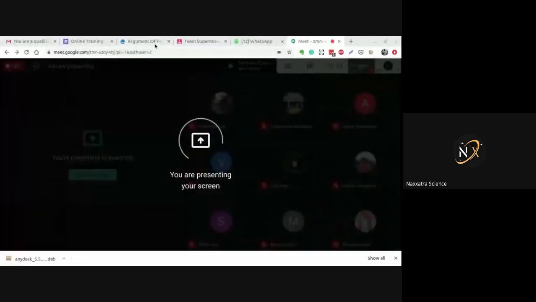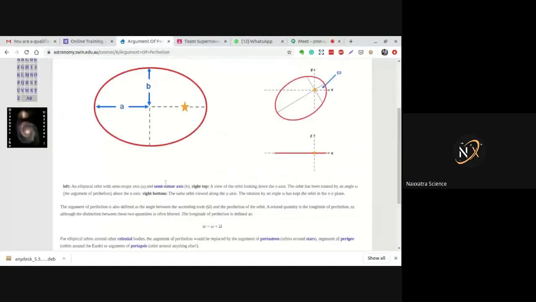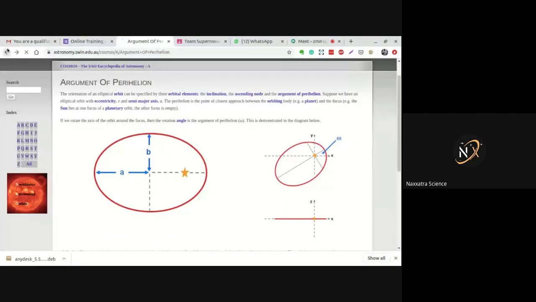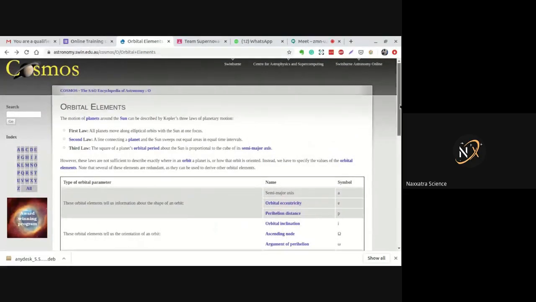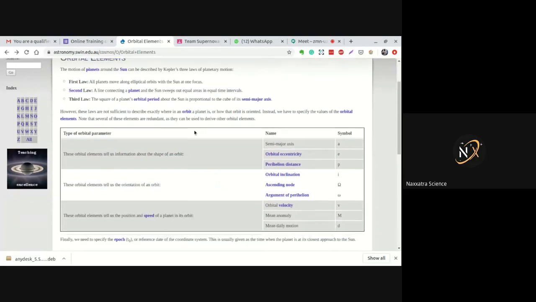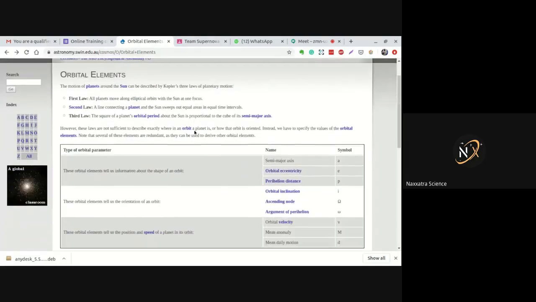So I think this was a fairly informative website, so let's use this. It's called astronomy.swin.edu.au, by Swinburne University, is what I'm guessing. So let's go over orbital elements today.